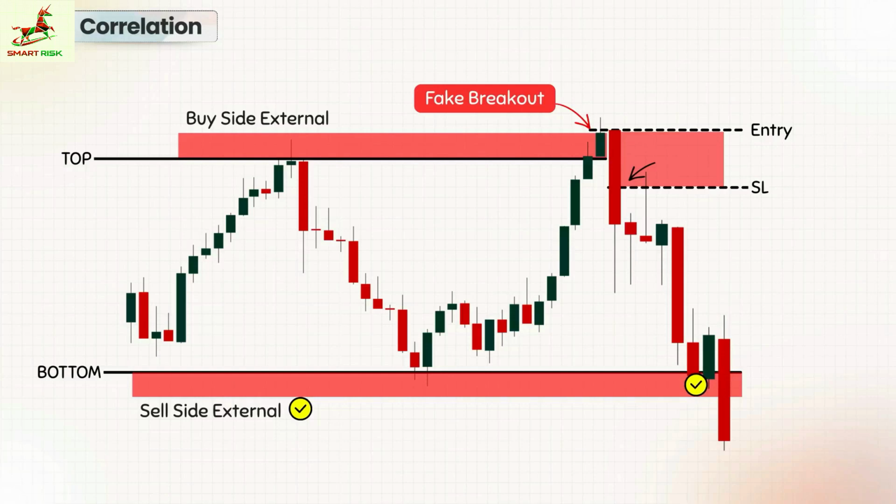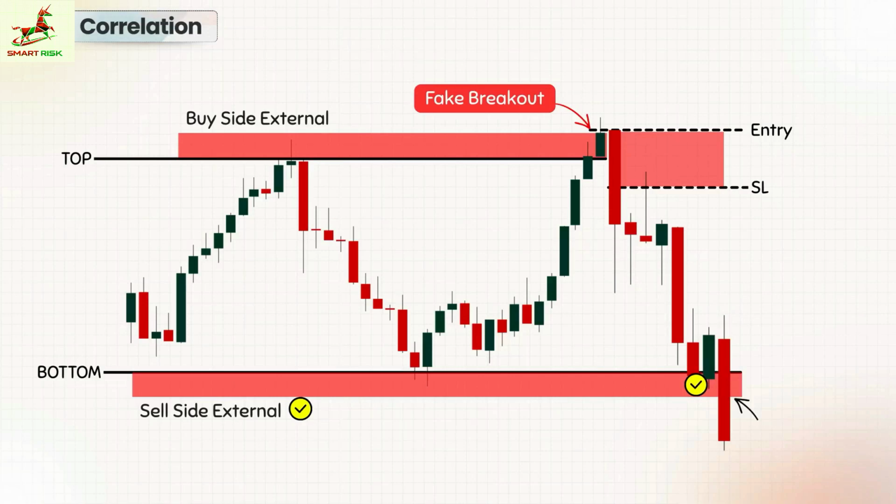What this means is that operators first showed a fake breakout on the upside to create internal liquidity. Then, they swept the upside external liquidity, and after that, they grabbed the sell-side external liquidity on the downside. This whole process happened step by step.